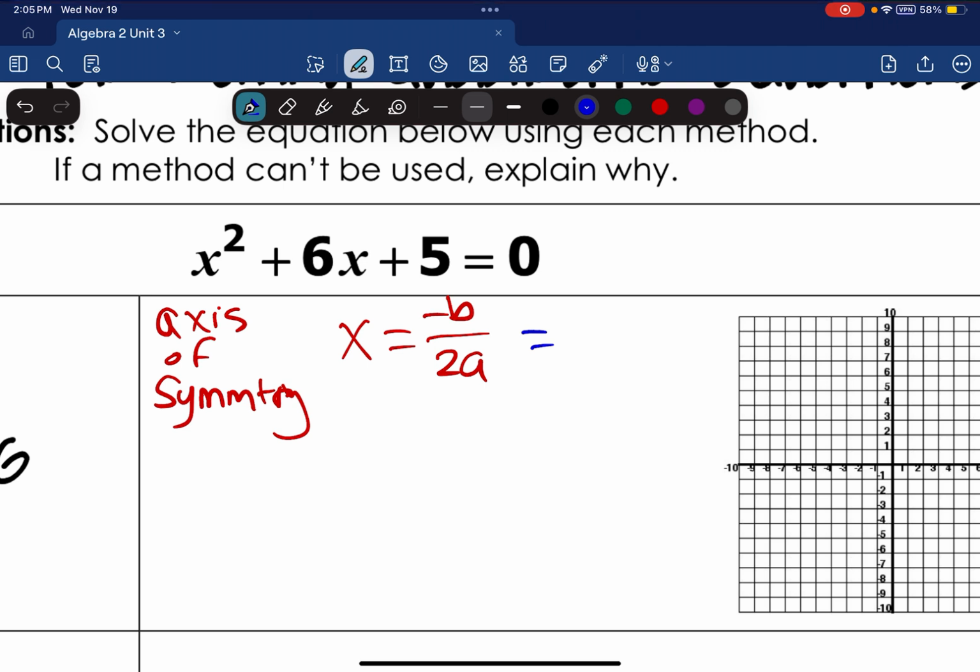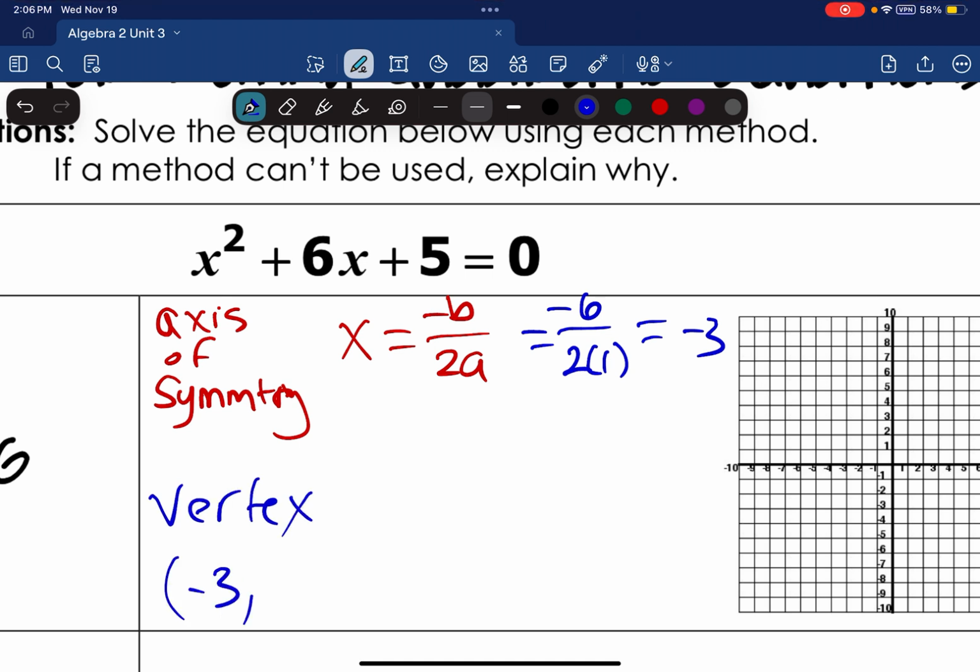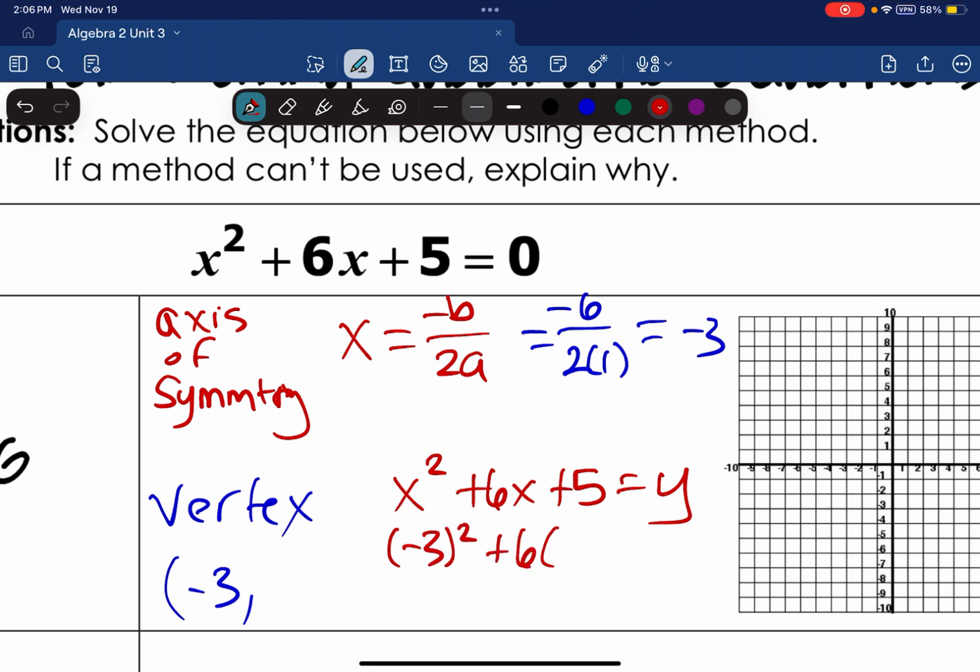Remember, the vertex point is the very lowest or the very highest point on our graph. Our b is 6 and 2 times a, so negative 6 divided by 2 is negative 3. So to find our vertex point, we've already found the x is negative 3. We need to find the y. We take our equation, we replace 0 with y, and then we're now solving. We're going to substitute in negative 3 into each of these pieces.